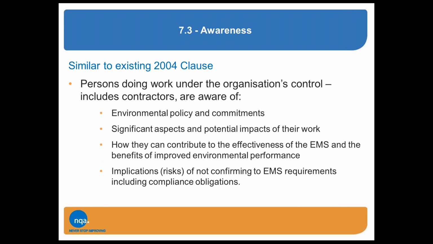Awareness, clause 7.3, similar again to the old 2004 clause, minimal change. It applies to contractors, subcontractors, and suppliers. And these are people who we will have identified as part of the context of the organisation right at the start. These people need to be aware of our policy and the commitments within it, the aspects and potential impacts of their work, what it is that they're doing, how they can impact on the environment, how they can contribute to the effectiveness of our management system, and also the implication or the risks of not conforming, including legislative and other requirements.